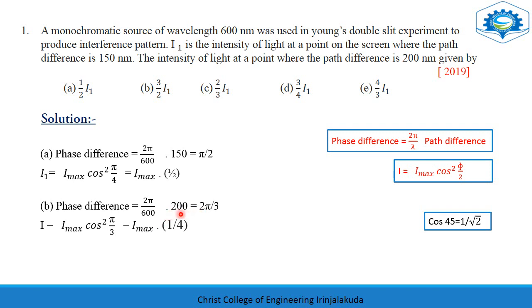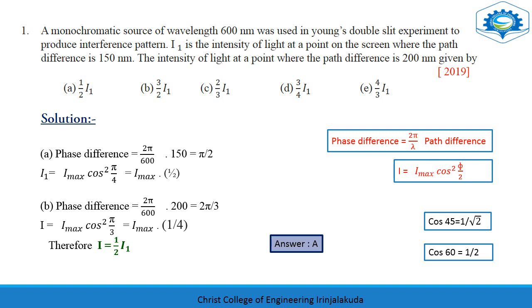Second value of path difference is given 200. For this, 2 pi by 3 is the phase difference. Then we can substitute this value in the equation for intensity. I is equal to I max into cos square pi by 3. It's equal to I max into 1 by 4, since cos 60 is 1 by 2. Comparing these two results, we can write I is equal to half into I1. So the answer is option A. I is equal to half of I1.